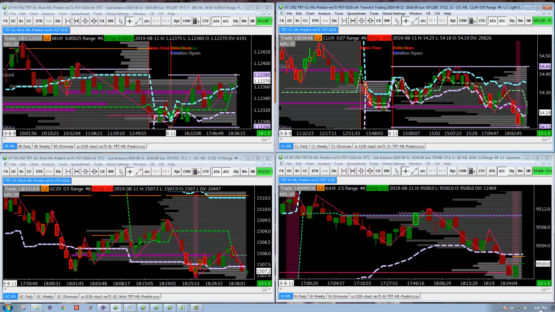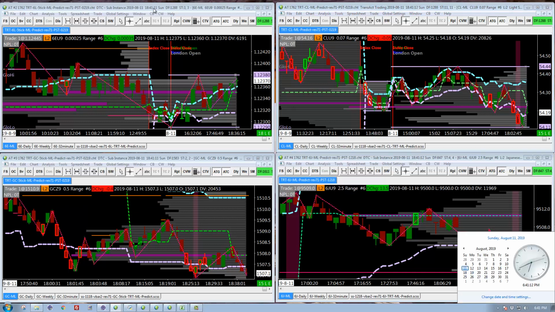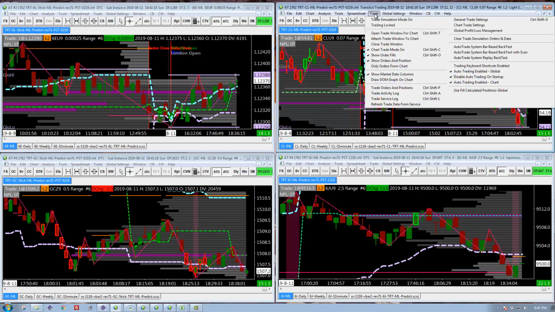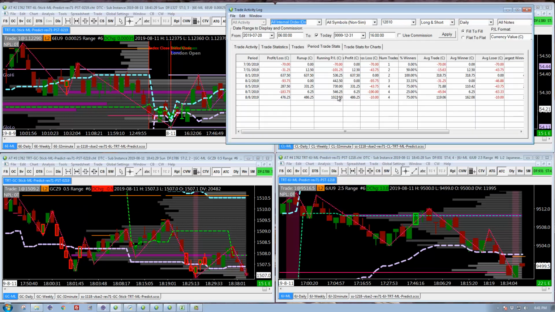It is August 11th, and we're going to take a look at the last 2 weeks of activity since we implemented the change in the way that we analyze the simulations looking for the high probability trades. So it's just over $1,000 in 2 weeks. And you'll notice there's 10 trading days in 2 weeks, but we only took trades on 7 of those days.